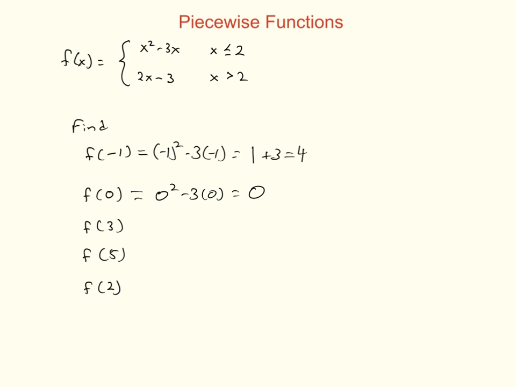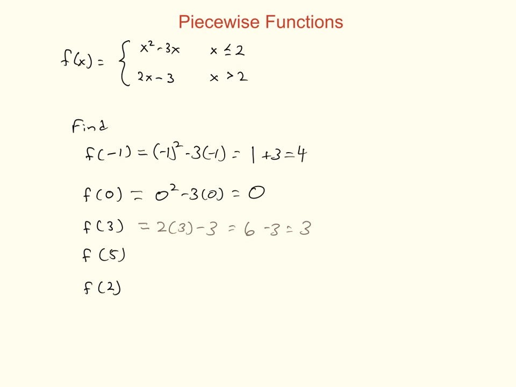Now we take a look at f of 3. In terms of f of 3, 3 is a number that's bigger than 2. So in terms of evaluating f of 3, I'm going to put it into this bottom piece. So f of 3 in this case is going to equal 2 times 3 minus 3, which is 6 minus 3, which equals 3. f of 5.